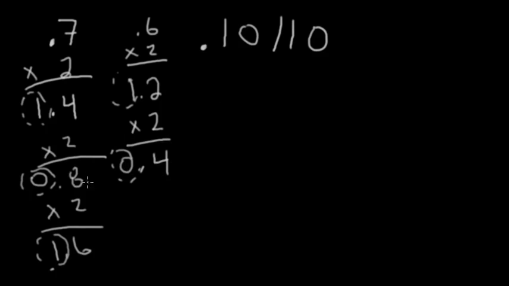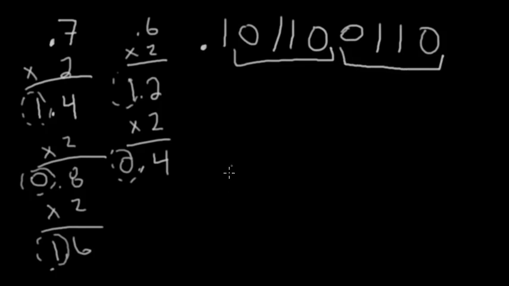See, 0.4 times 2 is going to be 0.8, so I'm going to take a 0. 0.8 times 2 is going to be 1.6, so I'm going to take a 1. 0.6 times 2 is going to be 1.2, so I'm going to take a 1. And 0.2 times 2 is 0.4, so I'm going to take a 0. So it's going to repeat these. So you can write this as 0.1 0110 base 2. And this will continue on forever, that pattern.